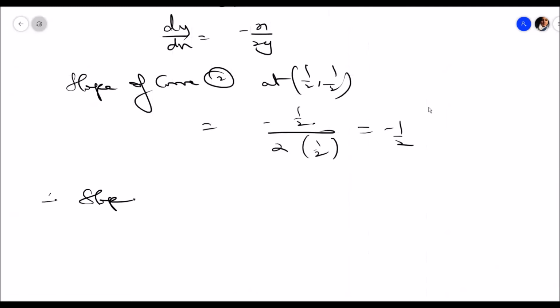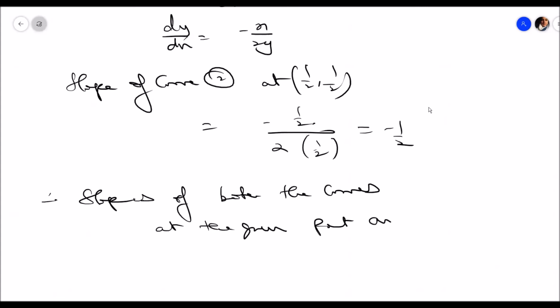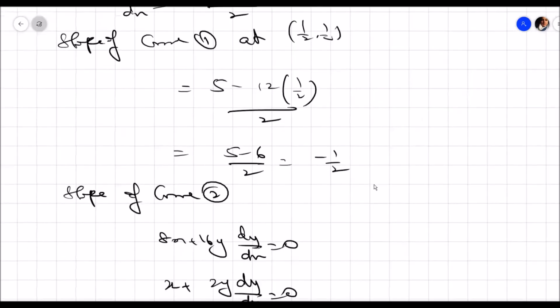Therefore, slopes of both the curves at the given point are equal, which implies they touch each other. Okay? Right?